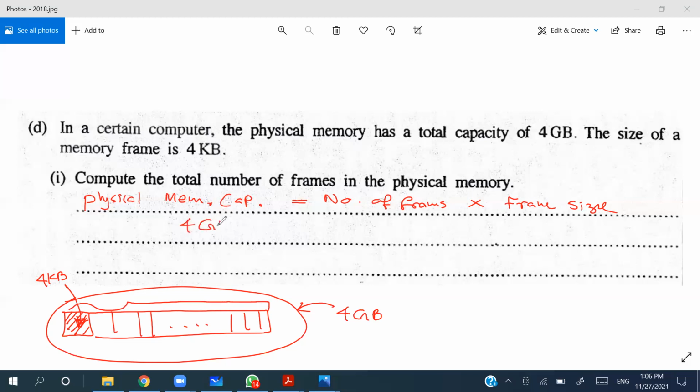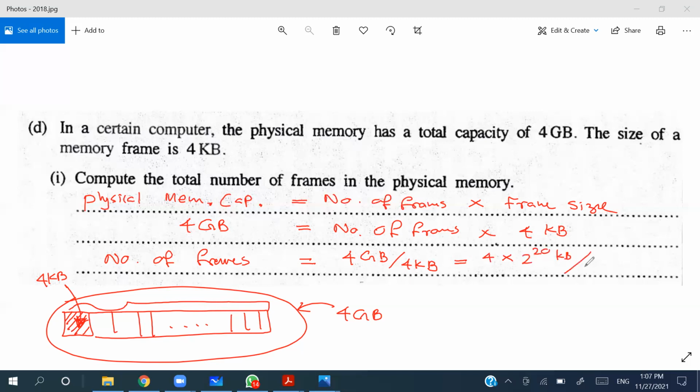So 4 GB equals, we don't know the number of frames, that is what we are going to find, into 4 KB, right? Therefore, the number of frames equals 4 GB divided by 4 KB. So 4 GB means 4 into 2 to the power 20 KB, divided by 4 KB. KB to KB is cancelled, 4 to 4 is cancelled. So the answer is 2 to the power 20.